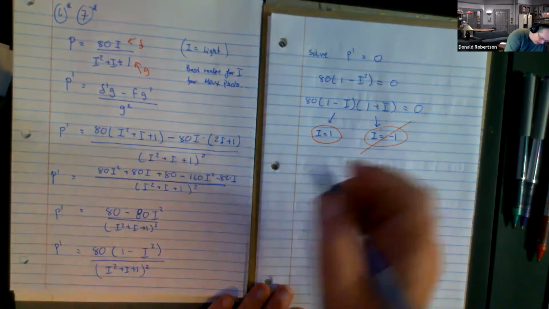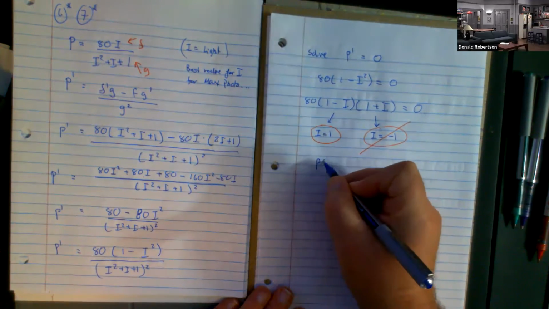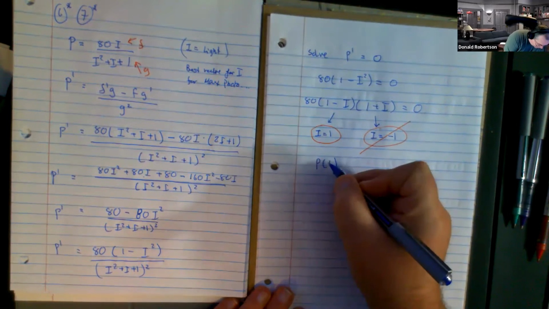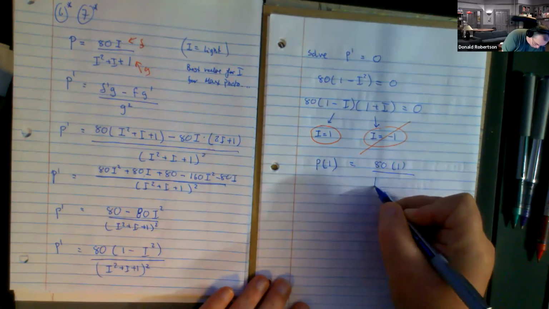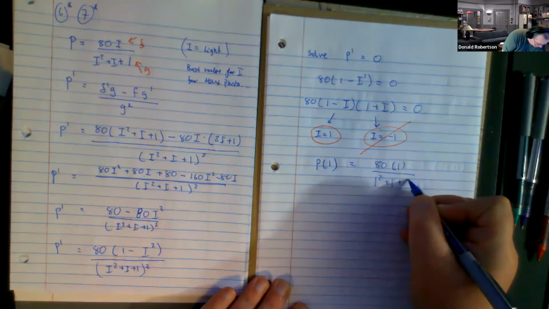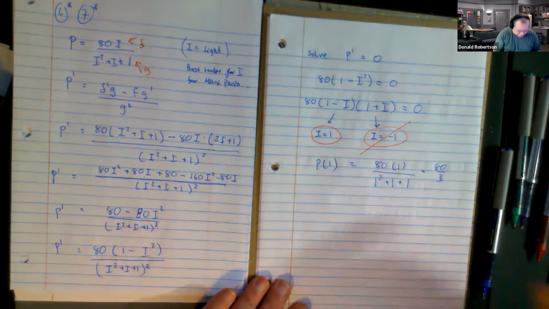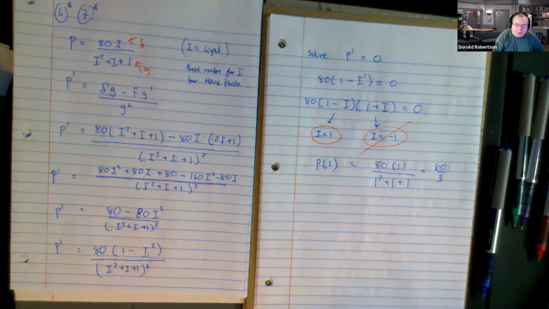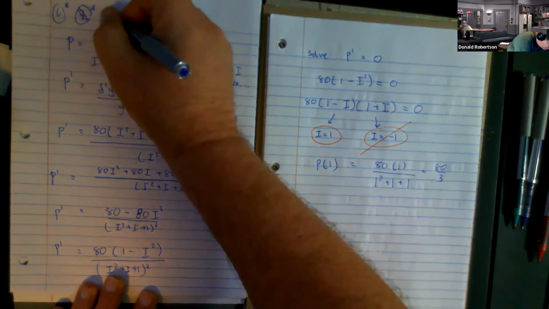And in this question, I go and read what they want. i is 1 is what they wanted. But they wanted to know what the value was. So you have to find out P of 1. So it's 80 times 1 over 1 squared plus 1 plus 1, which is 80 thirds, right? There's your answer. And I was actually wrong. It's 6 and 5, not 6 and 7.